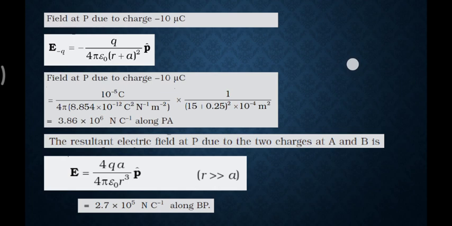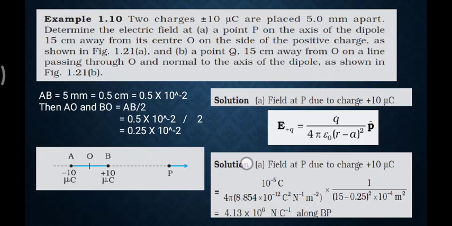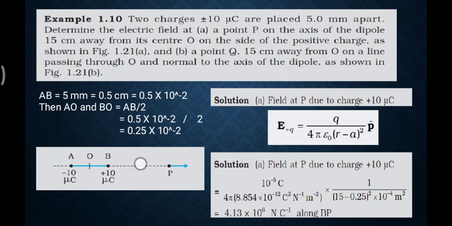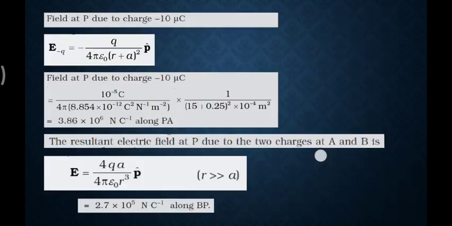Now put in the respective numbers. Take care regarding this minus sign. It shows that it is contributing to the negative side, so the electric field is in this direction. Put in the respective numbers and you will get 3.86 into 10 to the power 6 along the PA line. See, PA line, so this is the opposite direction. The negative sign is indicating the opposite direction, which is why at the end they are not putting the negative number.